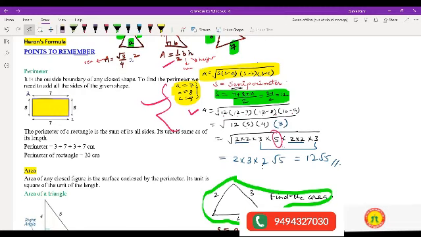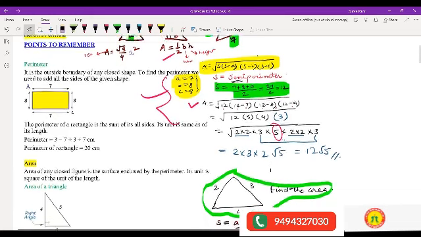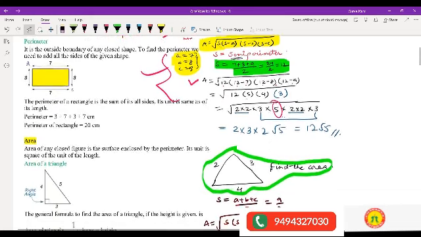What do you find, the semi-perimeter? What is the semi-perimeter here, Amit? The semi-perimeter is 9 by 2. I'm still doing 9 by 2, right? Yes, sir. Okay, fine.